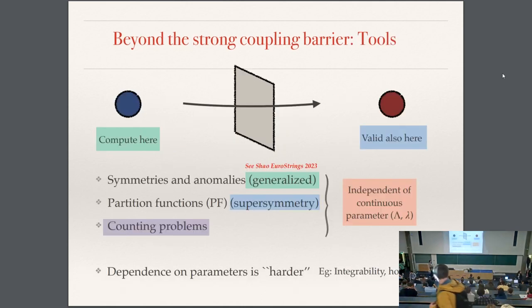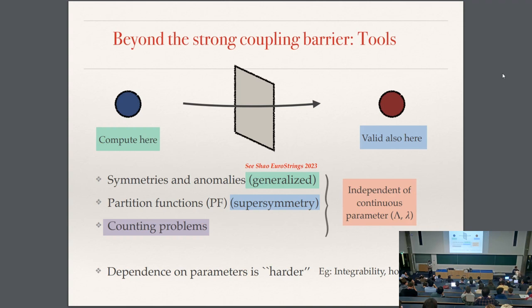So what are these tools? Tools which exist for basically any theory are symmetries and anomalies. These concepts in physics have been amazingly generalized in recent years. So you can try to understand symmetries and anomalies on one side, and this will tell you something about these objects on the other side.